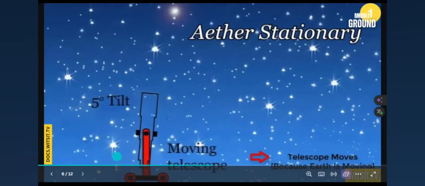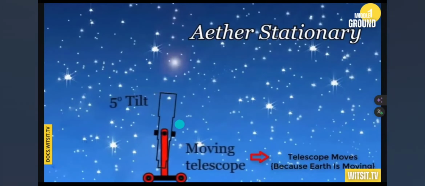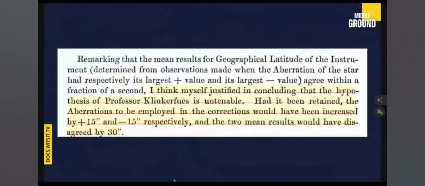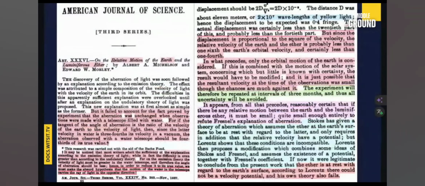Anyway, you saw the visualization as the light comes into the water-filled telescope, it deflects off and hits the side. This was the prediction. Now here is Michelson addressing it in the Michelson-Morley paper, which, by the way, is called On the Relative Motion of the Earth and Luminiferous Ether.